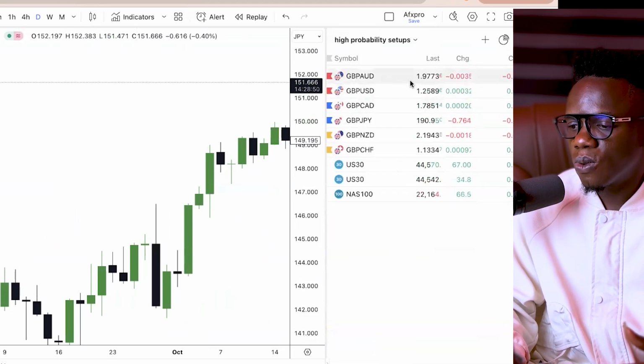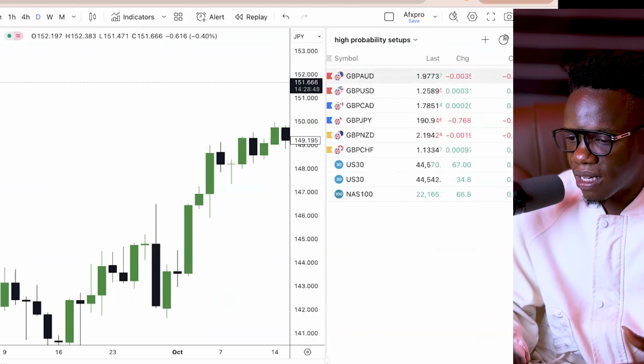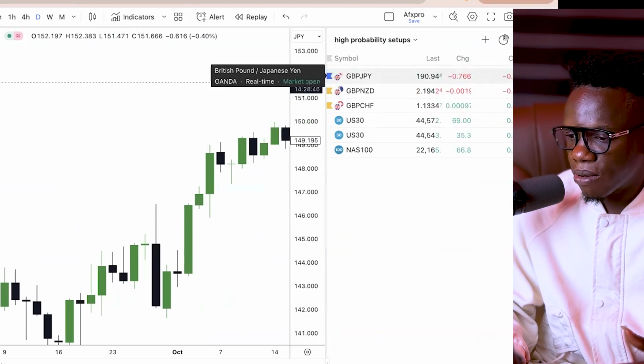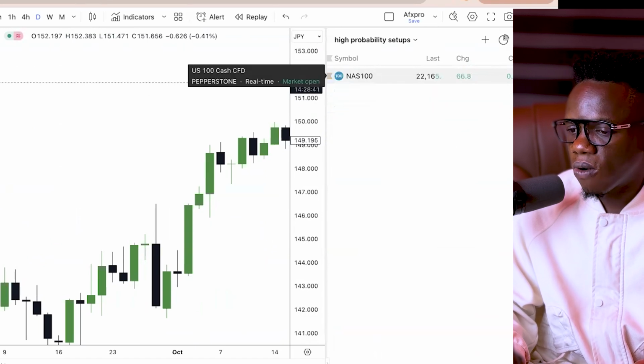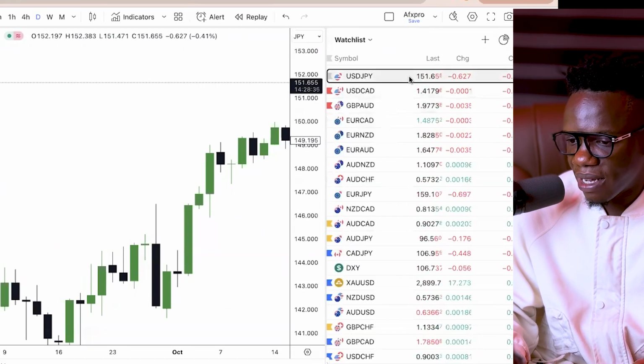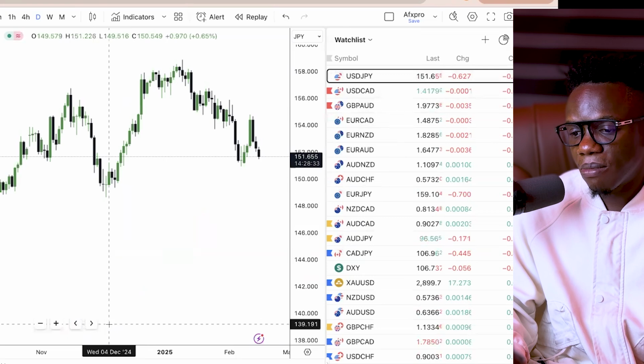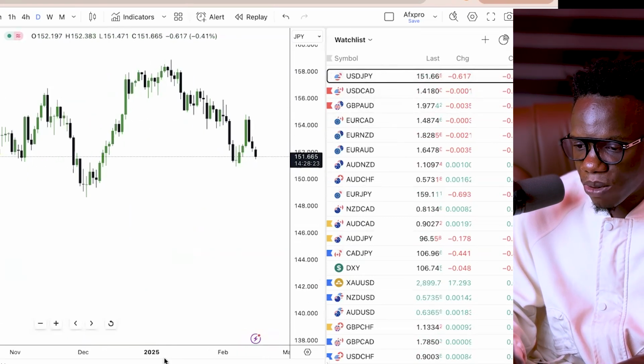Okay, so what I will do, I will remove all these currency pairs here, because I've used them in the past for high probability setup trades on my account. So I will remove all of them, and then I'm going to go from pair to pair and see the ones that have a setup, because today is Monday. So let's start with USDJPY.